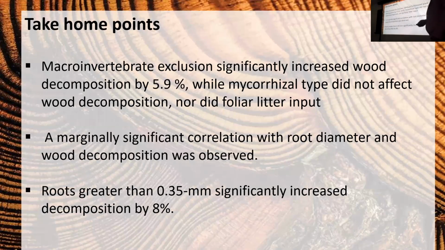So, take home point: macroinvertebrate exclusion significantly increased wood decomposition by 5.9%, while mycorrhizal type did not affect wood decomposition, nor did foliar litter input. A marginally significant effect was observed when you just looked at the change in root diameter. That was the first plot I showed you with the Pearson correlation. But when you group it by two categories of coarse roots versus fine root species, we saw that there was a significant difference in decomposition. Decomposition was increased by about 8%.